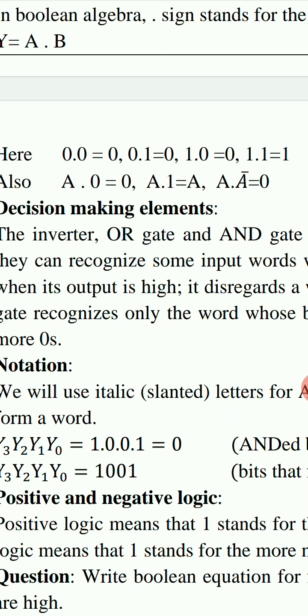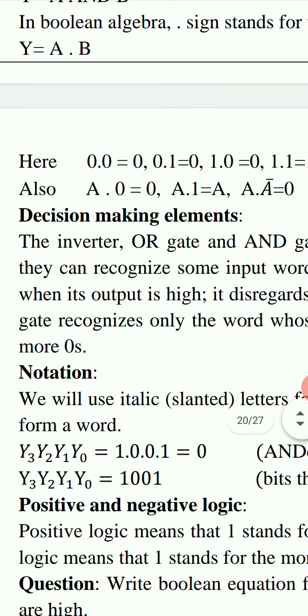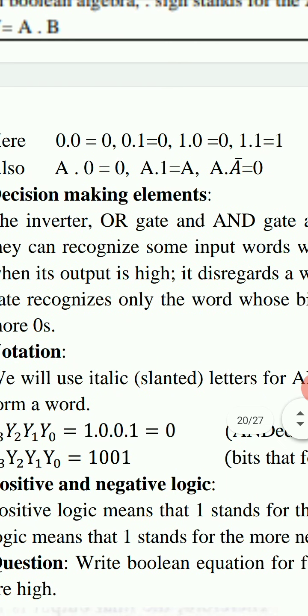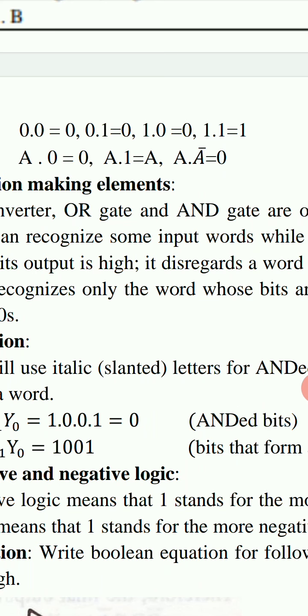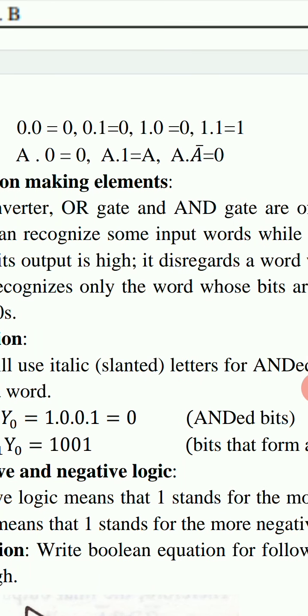Output is high, 1, only when all the inputs are 1. If any one or two inputs are 0, then output is 0. These are the results from the truth table of AND gate. Also, we can write A dot 0 equal to 0, whatever A may be. A may be 1 or 0, but A dot 0 is always 0. A dot 1 is equal to A, and A dot A bar is equal to 0.